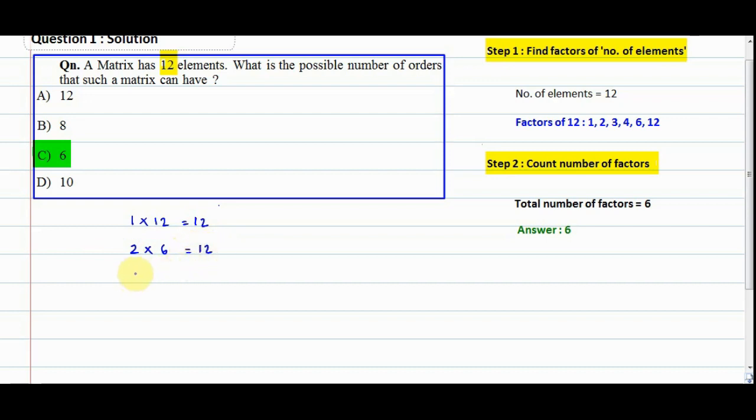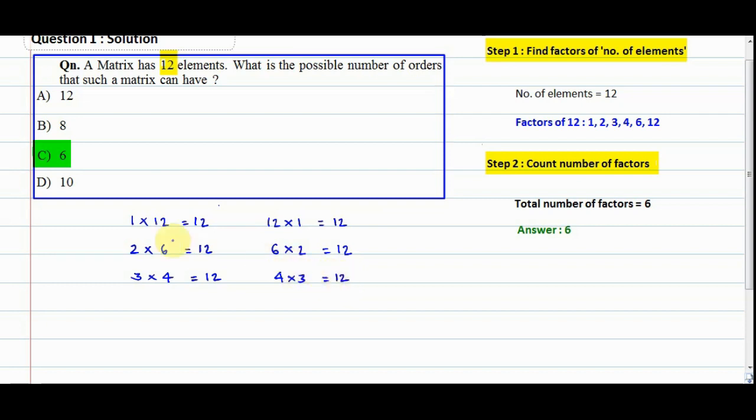Now, if the number of rows is 3, then the number of columns must be equal to 4 to get a count of 12. Okay, now the reverse order is also possible. Here we have 1 row and 12 columns. Reverse of that is a matrix with 12 rows and 1 column. That too will have a total number of 12 elements. Similarly, reverse of this one will be a matrix with 6 rows and 2 columns. This matrix will also have 12 elements. Now, a matrix with 4 rows and 3 columns will also have 12 elements.